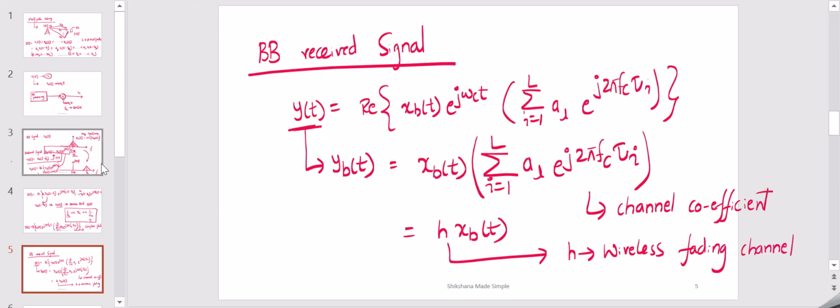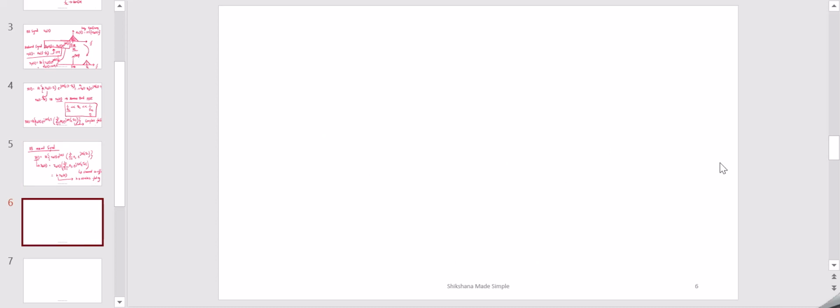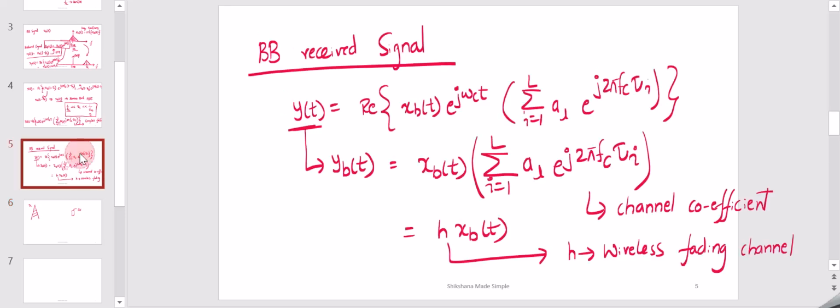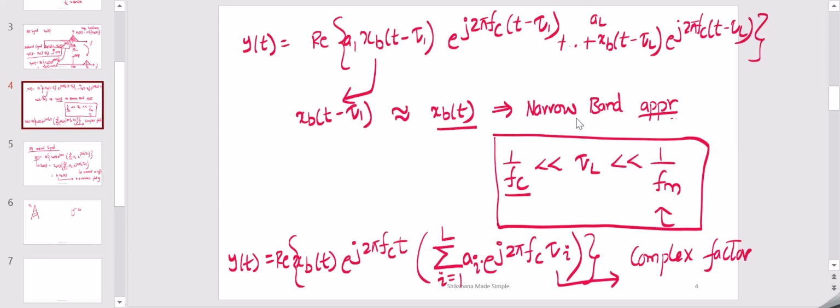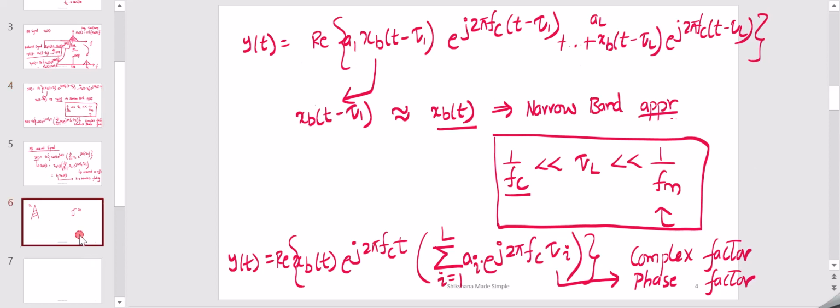But I just want to give a different perspective to this. When we have a transmitter and receiver, if I look back at the equation over here, we see that this is called a complex factor, right? We also mentioned it as a phase factor. So the phase of the signal is getting changed, and because of that we see the fading phenomena. For that only I want to give a different perspective.